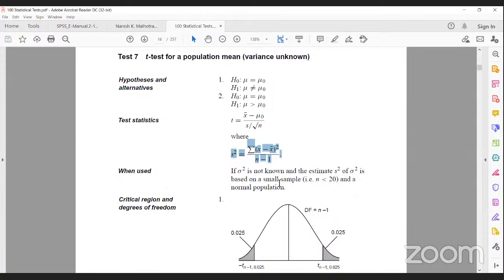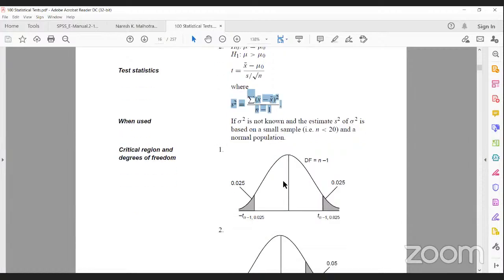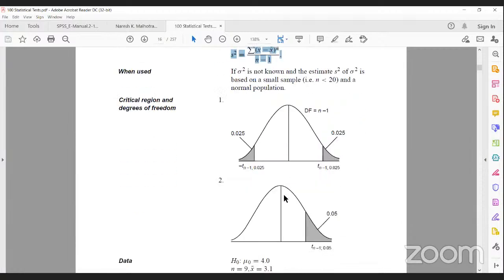I'll come to the second type of t-test when I discuss that. And what is the degrees of freedom here? Degrees of freedom is very important to consider, so that you can take this particular value. There are sets of tables designed by statisticians.